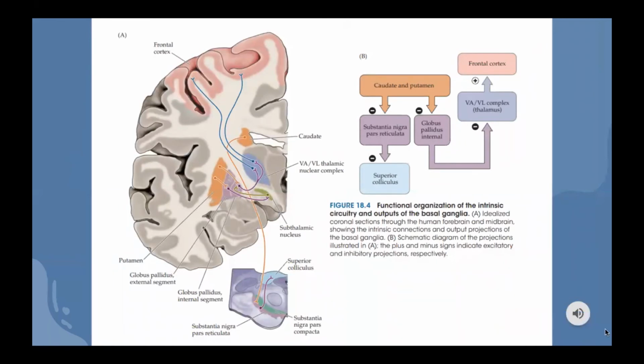In this figure, we can see the pathways of neurons and interneurons through the specific structures that were described in the previous slide when examining both direct and indirect pathways.